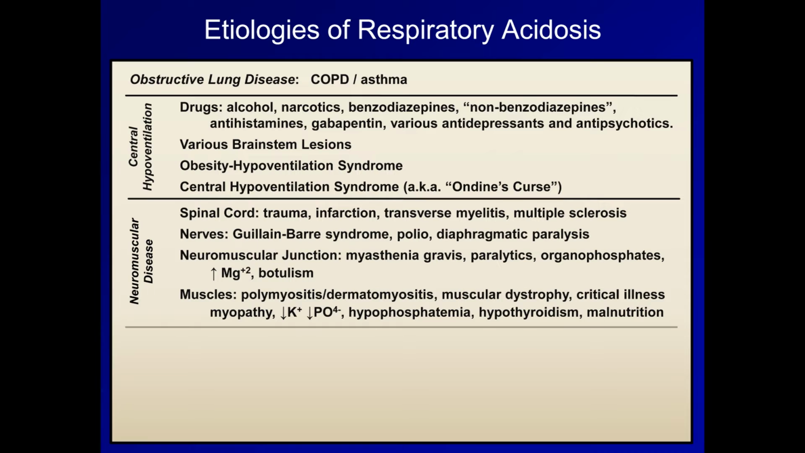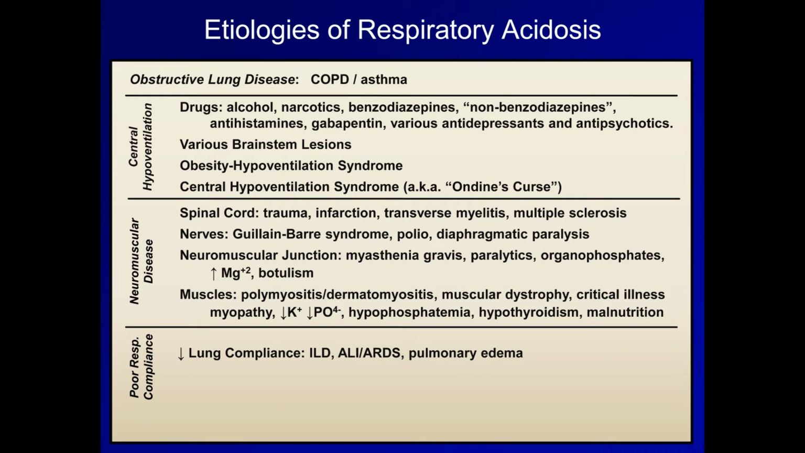The next category is diseases associated with poor compliance of the total respiratory system. They can be further divided into those which result in low lung compliance, such as the various forms of interstitial lung disease, acute lung injury and ARDS, and lesser degrees of pulmonary edema. And those diseases which result in low chest wall compliance, such as kyphoscoliosis. Obesity hypoventilation syndrome also belongs here, as I'll discuss in a few minutes.